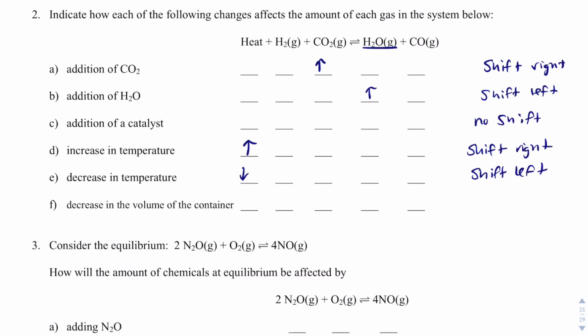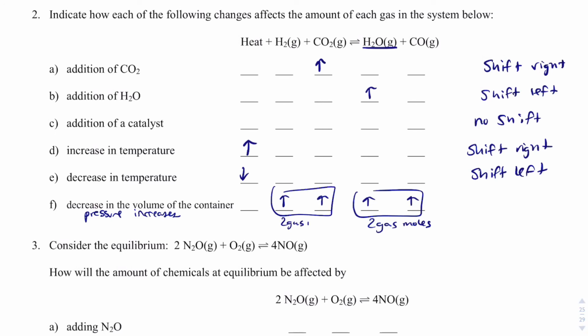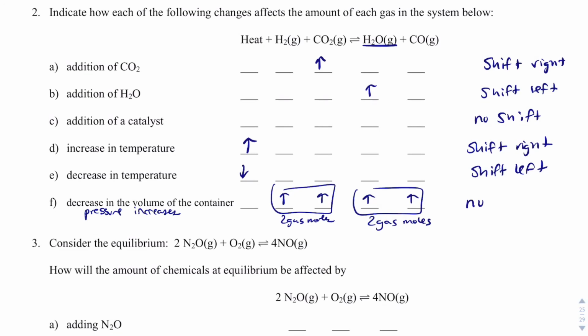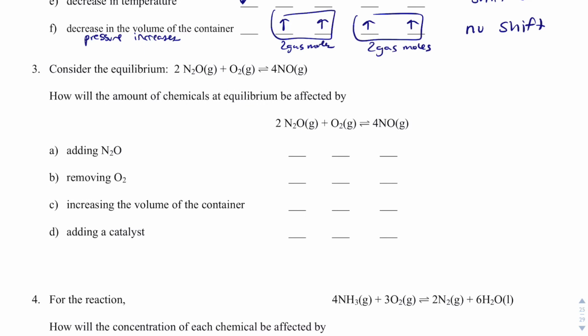And then if I decrease the volume of the container, the pressure increases. And so up, up, up, and up. This side has 2 gas moles. This side has 2 gas moles. Neither side can actually lower my pressure, so this would be no shift. Okay, I know I lied. I said number 2 would be the last one. I want to do number 3 because that one's a good one.